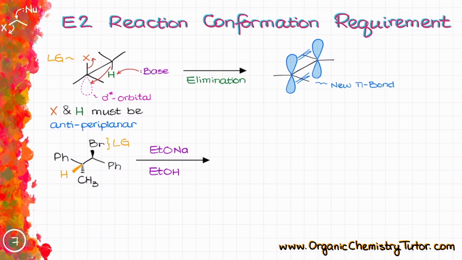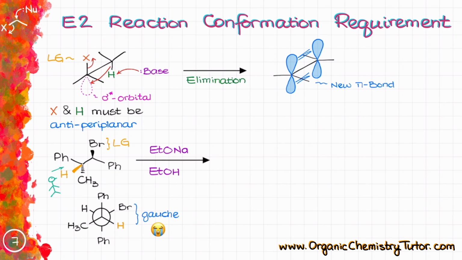So let me illustrate that by drawing a Newman projection looking from the left. Let's imagine I'm standing in front of the molecule, and that's what I'm going to be seeing. The bromine atom and the hydrogen in this case are not antiperiplanar to each other, they're actually gauche to each other, which is a problem because we know that we need them to be anti for the reaction to occur.